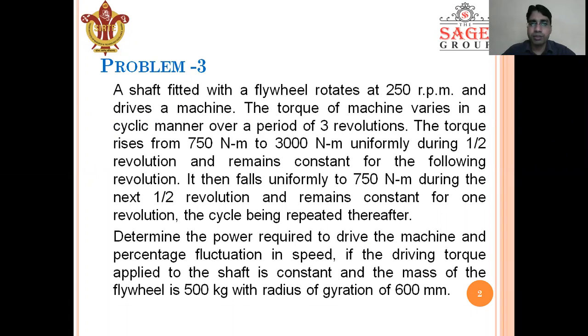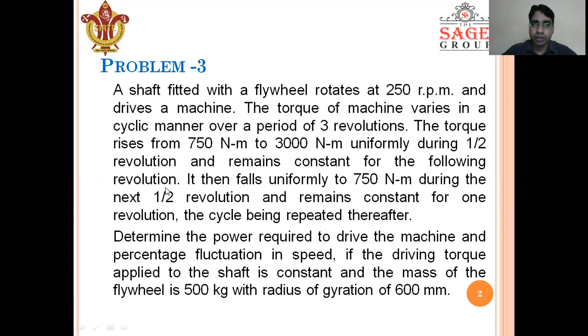A shaft fitted with a flywheel rotates at 250 rpm. That means capital N is equal to 250 rpm, and the torque varies in a cyclic manner over a period of 3 revolutions. That means one revolution is completed in 2 pi, so theta is equal to 6 pi. And the torque rises from 750 newton meter to 3000 newton meter uniformly during half a revolution.